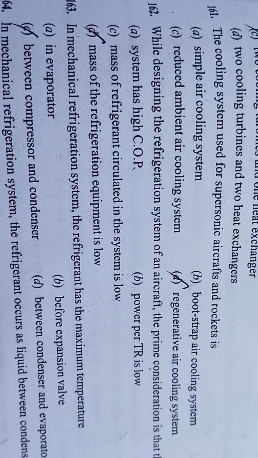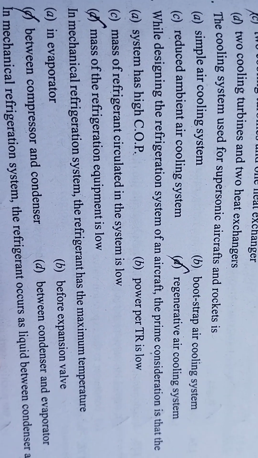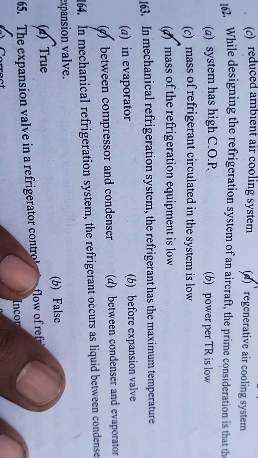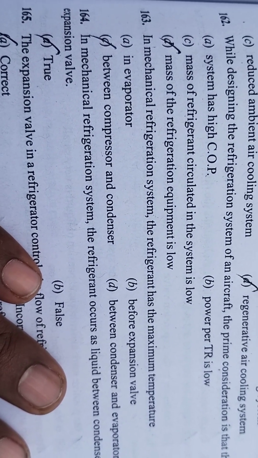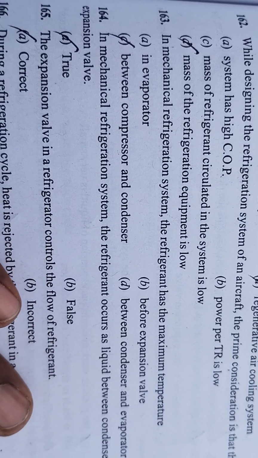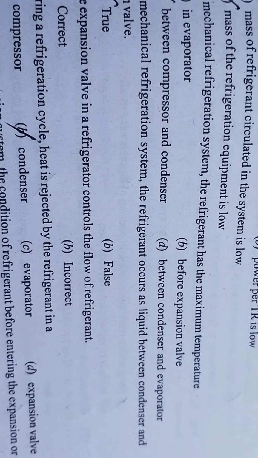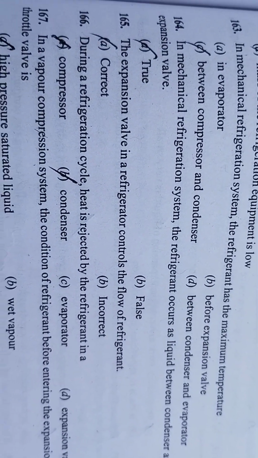While designing the refrigeration system of an aircraft, the prime consideration is that the mass of refrigeration requirements is low. In a mechanical refrigeration system, the refrigerant has the maximum temperature between the compressor and condenser. In a mechanical refrigeration system, the refrigerant occurs as a liquid between the condenser and expansion valve: true.